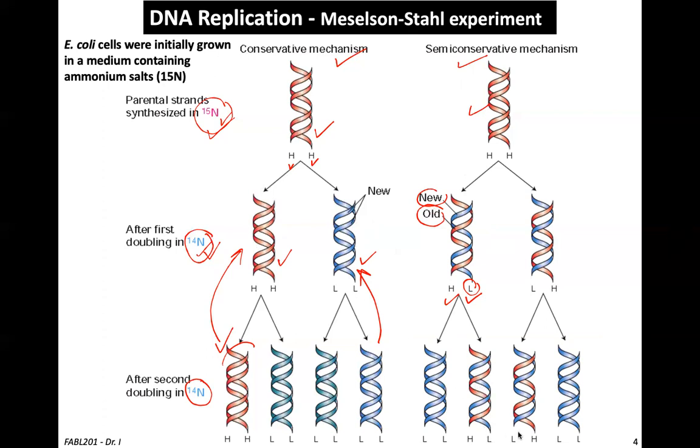So the basic difference between the semi-conservative and the conservative mechanism is that for the conservative, by the doubling time, you always have a DNA that is heavy, while for the semi-conservative, you only find strands that are heavy and light. So this is a major difference between the semi-conservative and conservative.